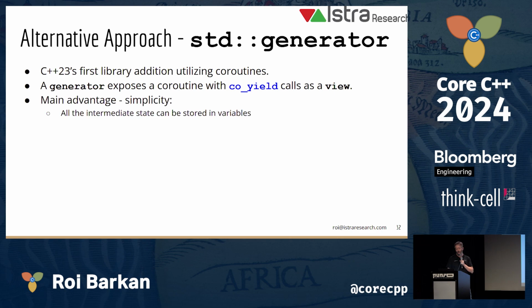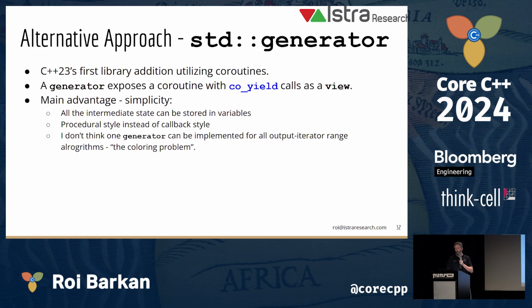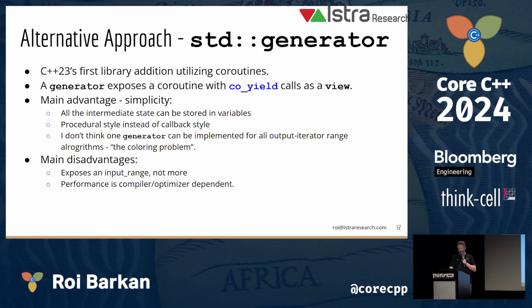It's very, very simple. All the intermediate state is just variables. I don't need to think about objects and lifetimes, etc. It's very procedural code, very similar to the STL algorithms that already exist. Again, I don't think it can be automatically generated for existing code, but it's not very hard. And the main disadvantage is that the generator is only an input range. It's not forward or bidirectional, etc. The performance is very compiler dependent and optimizer dependent, and I don't have a lot to do with it. So that's another way to do it.